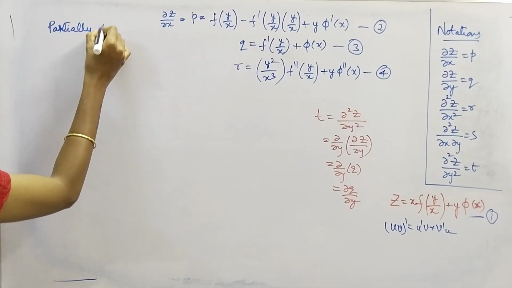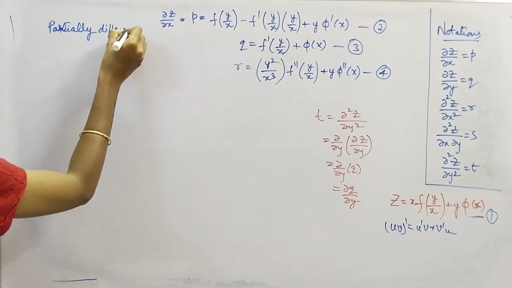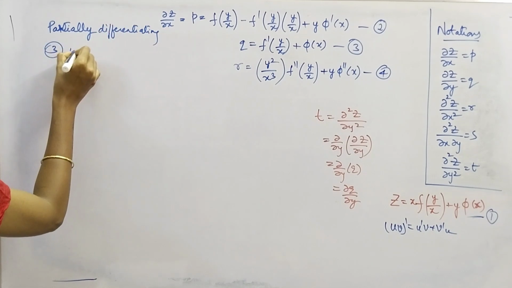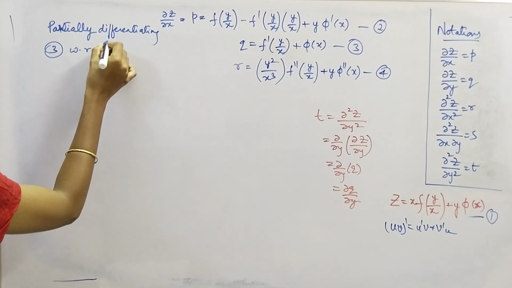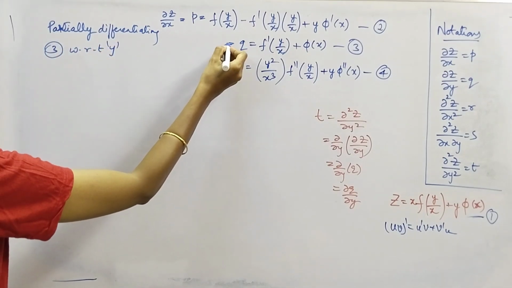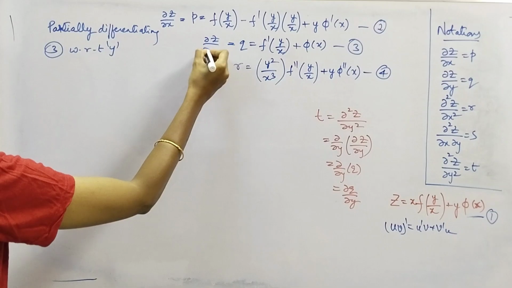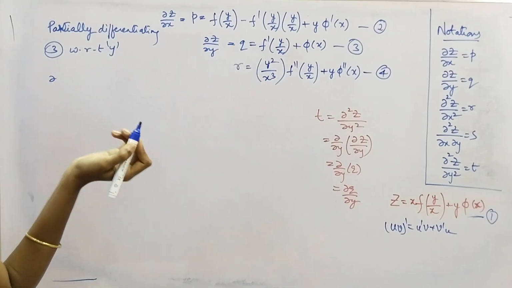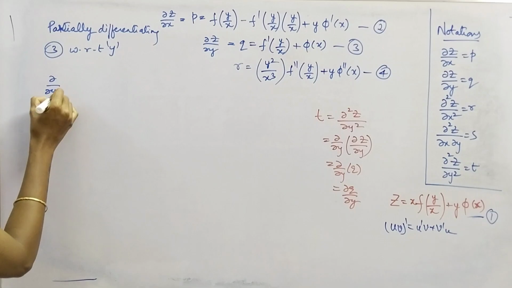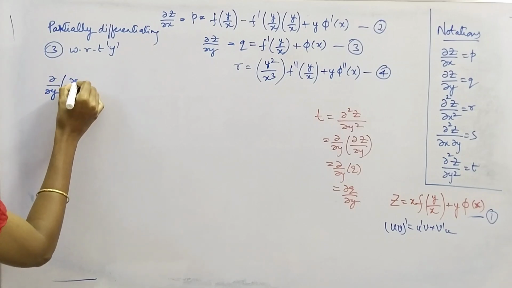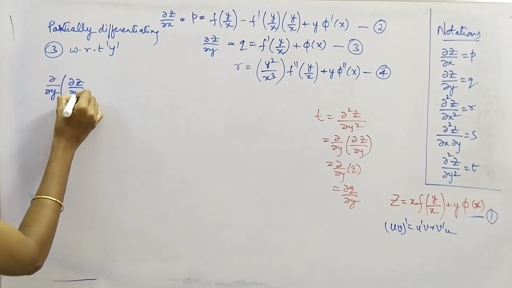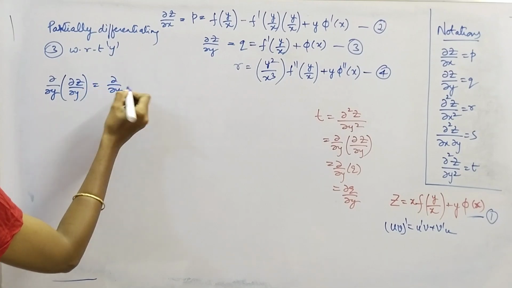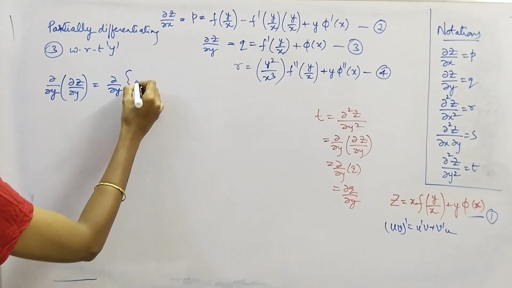Partially differentiating 3 with respect to y. Instead of writing q, you can write dou z by dou y, since q is nothing but dou z by dou y. Or you can just take q itself. Instead of taking q, I'm taking dou z by dou y for my convenience. You can take q if you wish to have q.